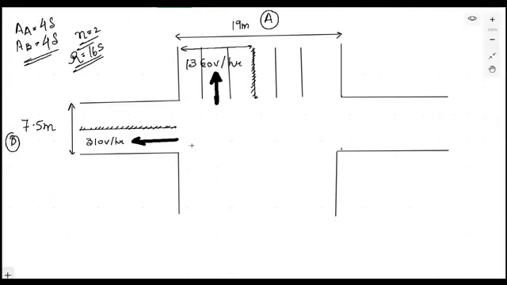Now what you have to do is calculate the cycle time and design the signal system. Now just see one thing here. They have provided us with the traffic only in one direction. In this direction, they have not provided us with the traffic. It means that we cannot design the signal properly, but still we can design the signal theoretically by applying the concept.